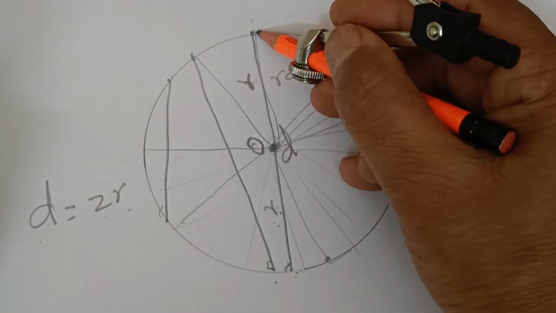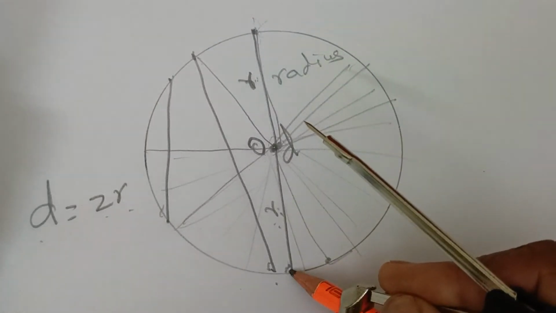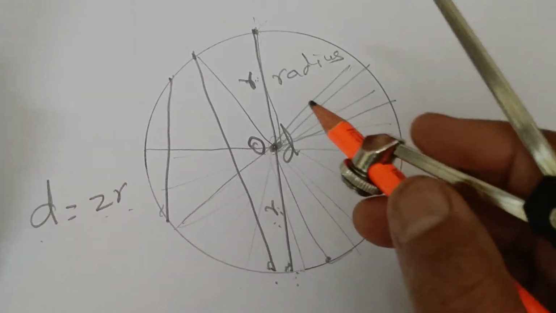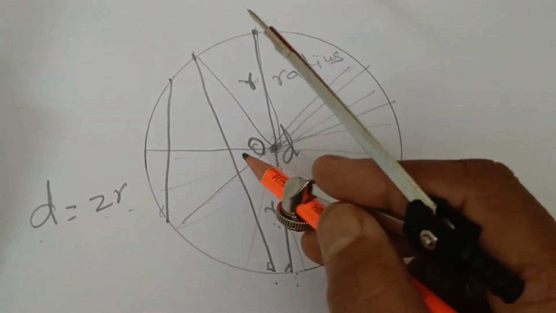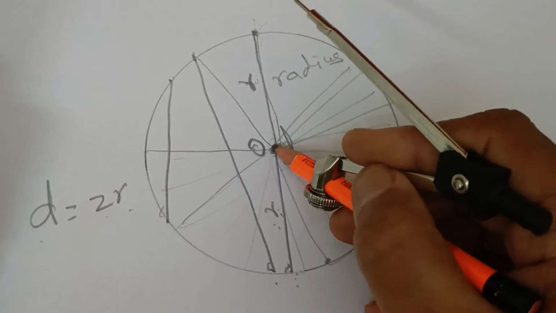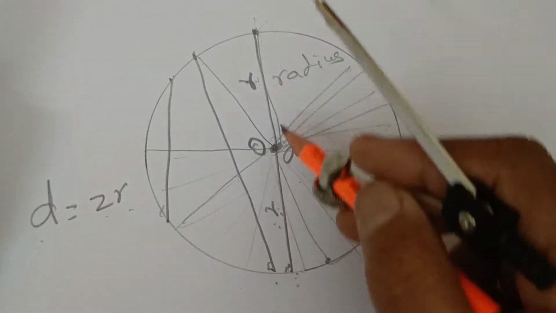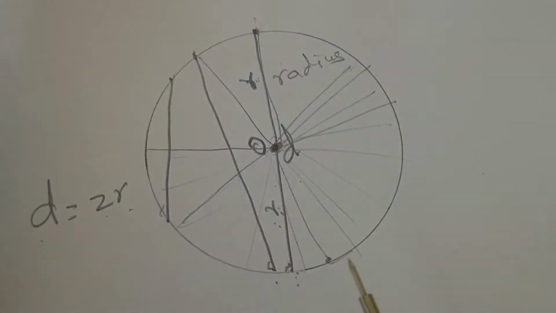Now what is a diameter? It is also joining 2 points on the circumference. A diameter is also a chord. When does a chord become a diameter? When the chord passes through the center, it becomes a diameter. So a diameter is a chord passing through the center.